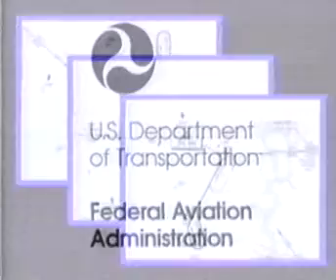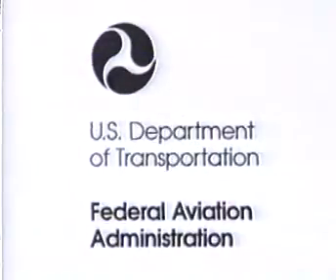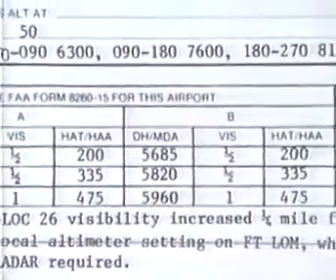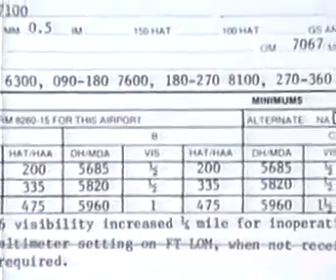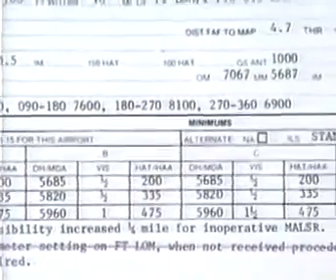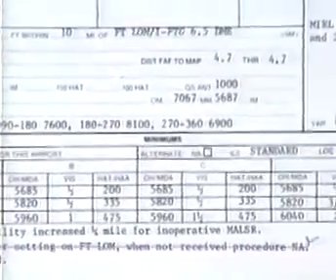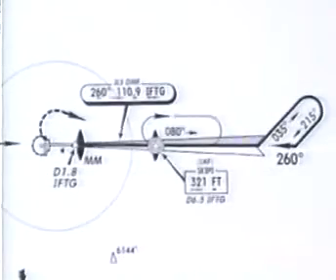Specific approach procedures are designed by the governing authority in each country. In the United States, this is the Federal Aviation Administration. The FAA provides source material for each approach to chart suppliers, such as Jeppesen-Sanderson. The chart suppliers take this information and convert it into an easily readable format.